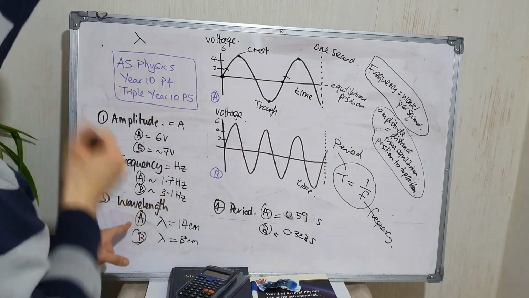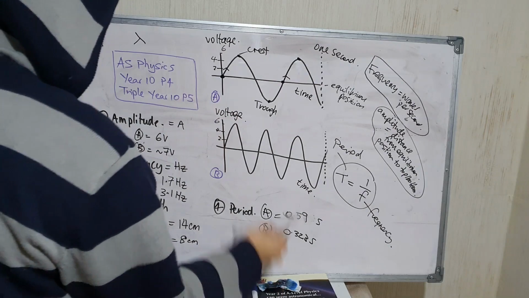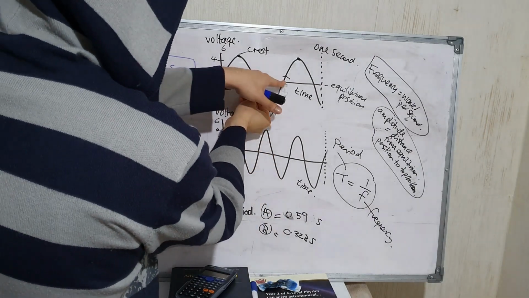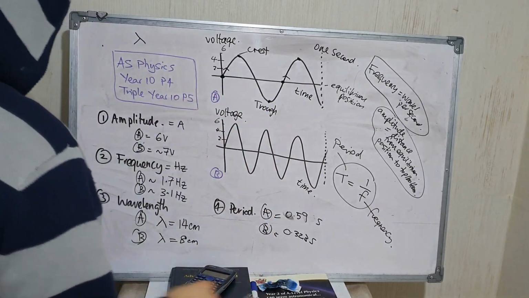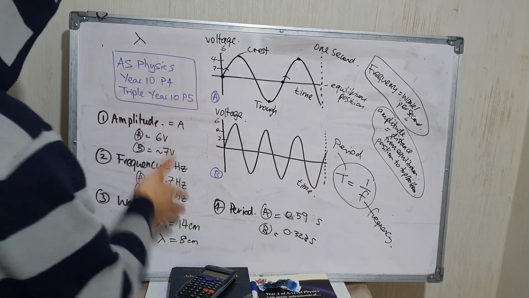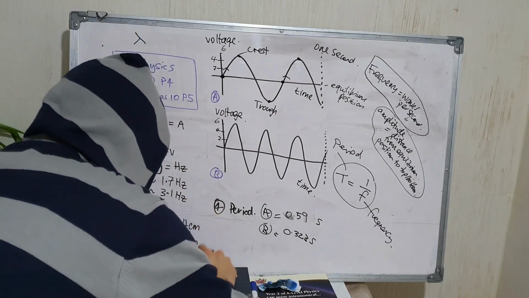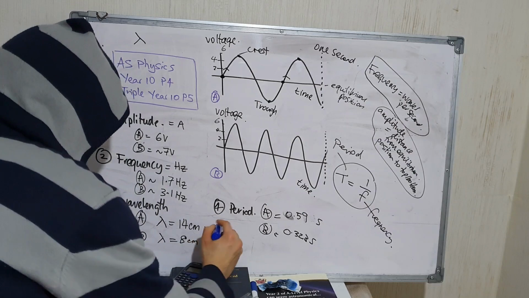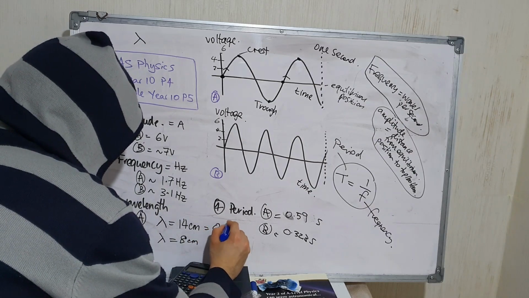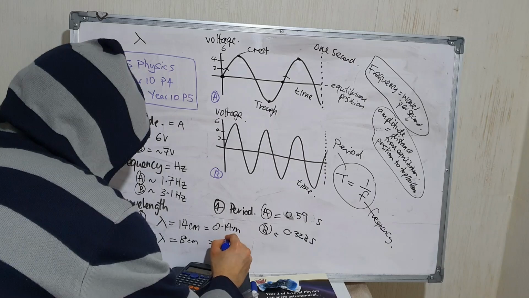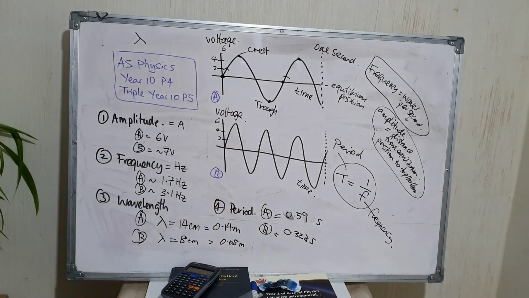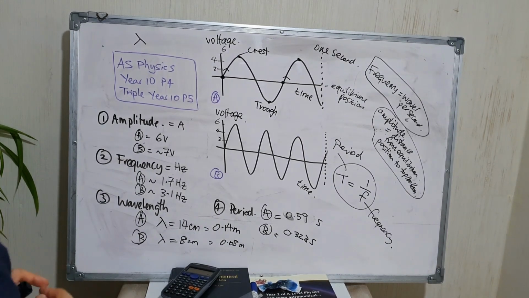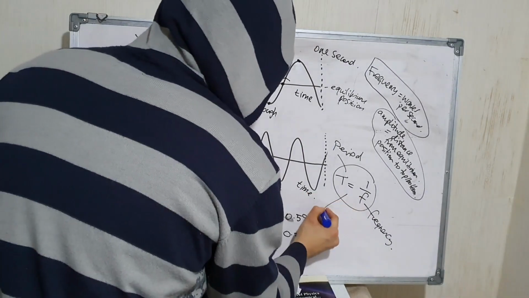So it's 3.1. Wavelength: I used the ruler to work out the wavelength. It's from there to there, or from there to there. So that is 14 centimeters. Now, should we leave it like this? The proper unit is not centimeters, it's meters. So you can say 0.14 meters, and here will be 0.08 meters. And the period is how many seconds it takes for one wave, and we use that formula for this.